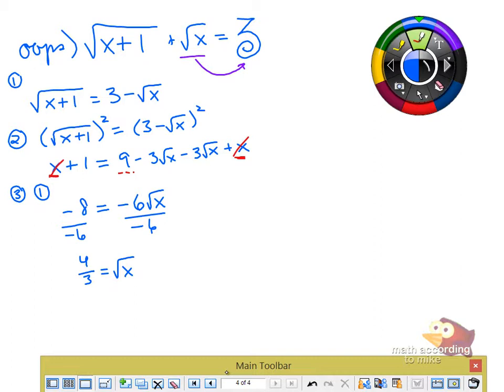Step 2, raise both sides to a power. What power? Squared. What is 4/3 squared? 16 over 9. What is the square root of x squared? X. There's no more radicals. Going to step 4, if x equals 16 over 9, what does x equal? 16 over 9, very good. If you had checked it, it works.